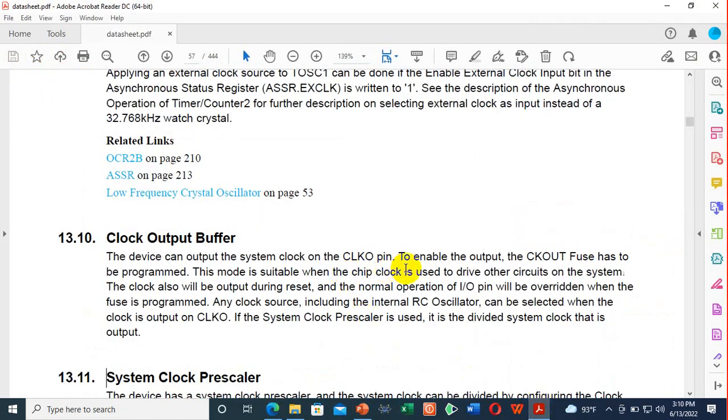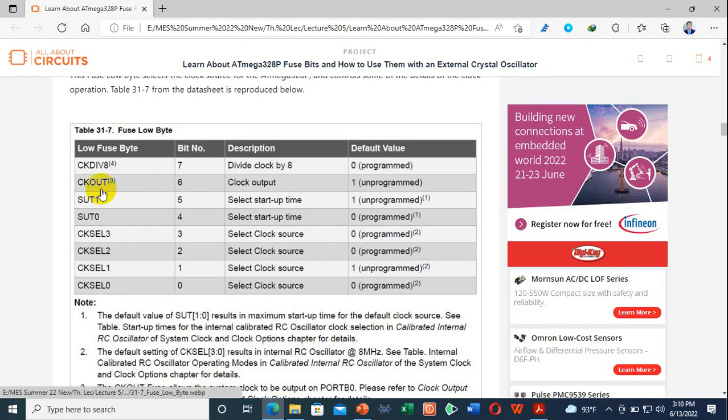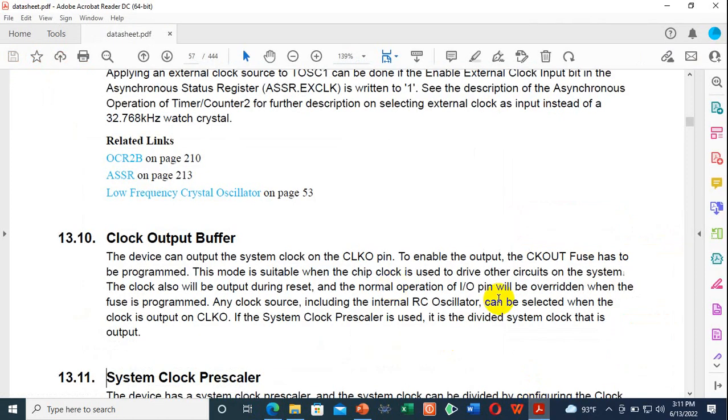To enable the output, the clock out fuse has to be programmed. Okay, to enable the output, this fuse over here, clock out, should be programmed. That means you need to make this bit 0. 1 means unprogrammed, 0 means programmed. So you need to make this 0 to make this clock. The clock out fuse has to be programmed to enable the output.